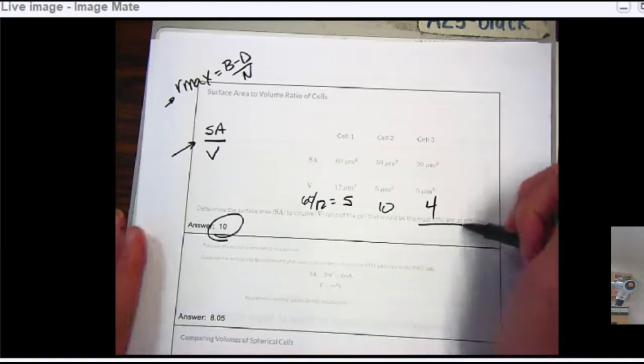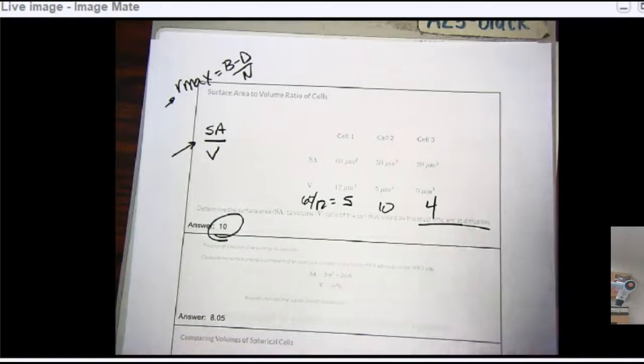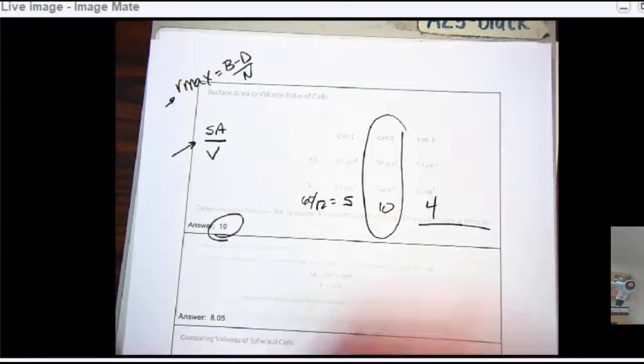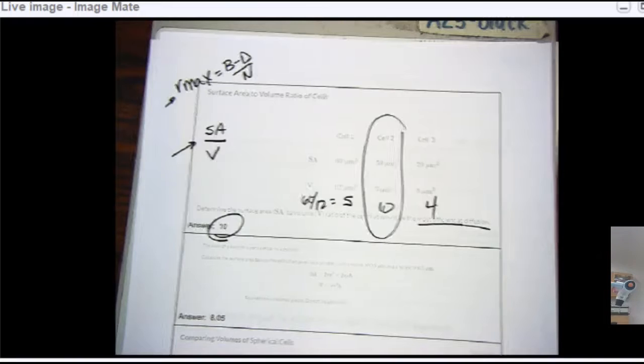Efficiency at diffusion means that you need a lot of membrane that will assist things coming in or out of the cell. So cell 2 has the most membrane compared to its volume, so this would be the most efficient at diffusion. Other things that it might say, like which one is the most efficient at removal of waste, or which one is the most efficient at obtaining nutrients. It all means which one's the best at diffusion. So just know that you want a high surface area to volume ratio for an efficient cell.